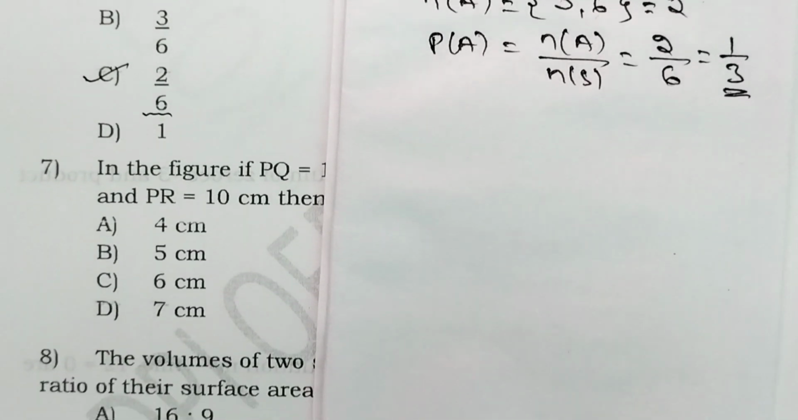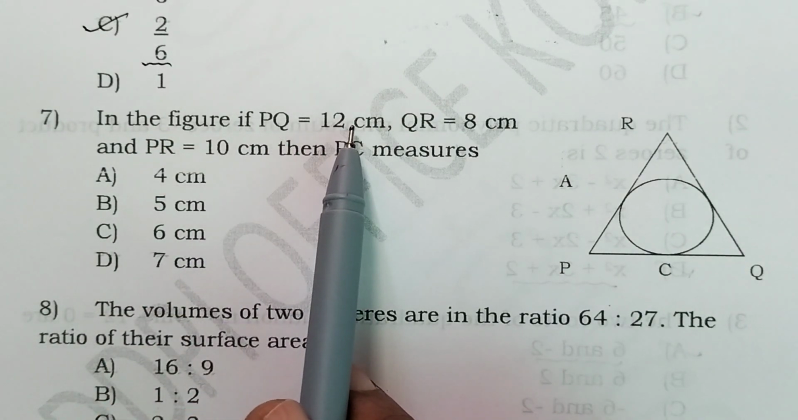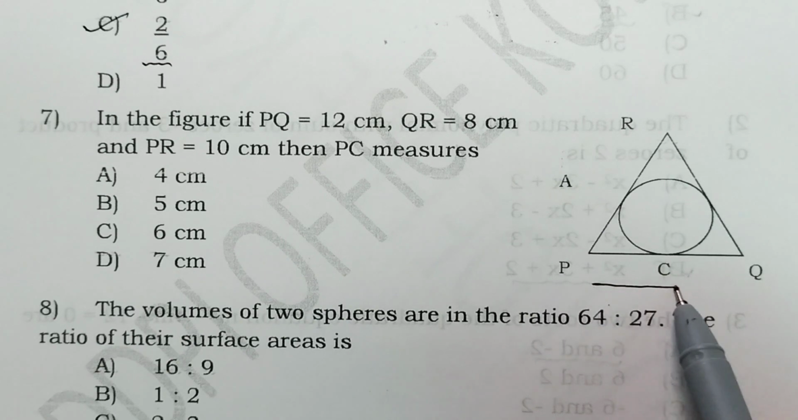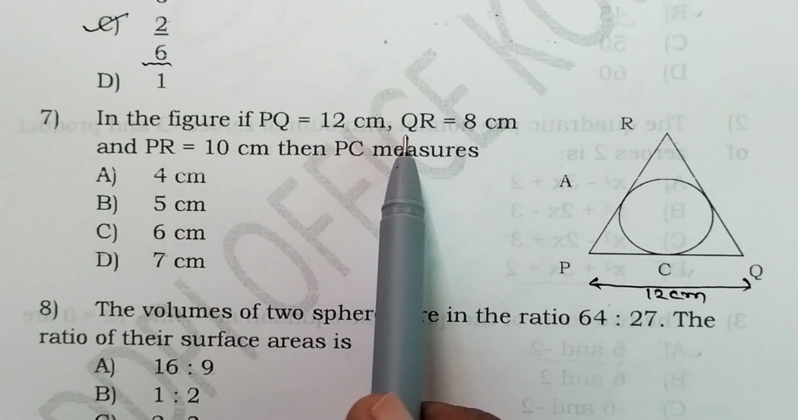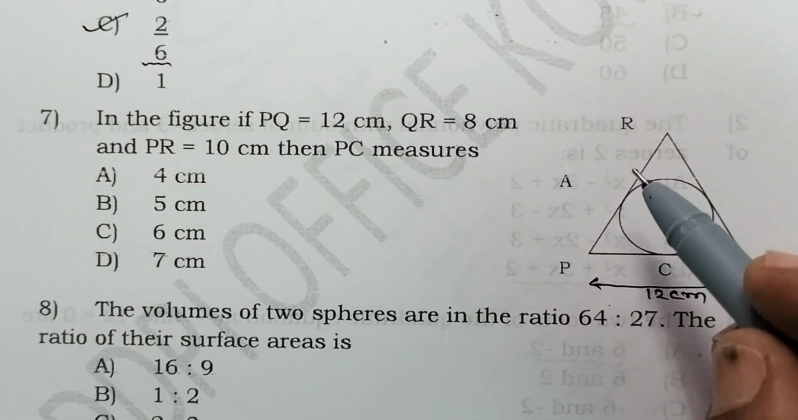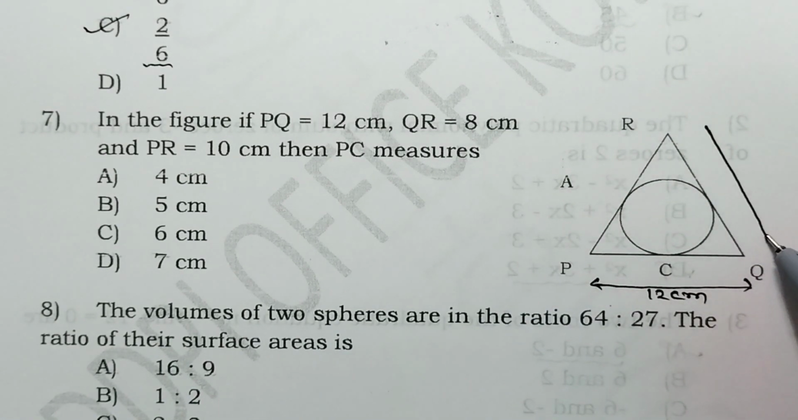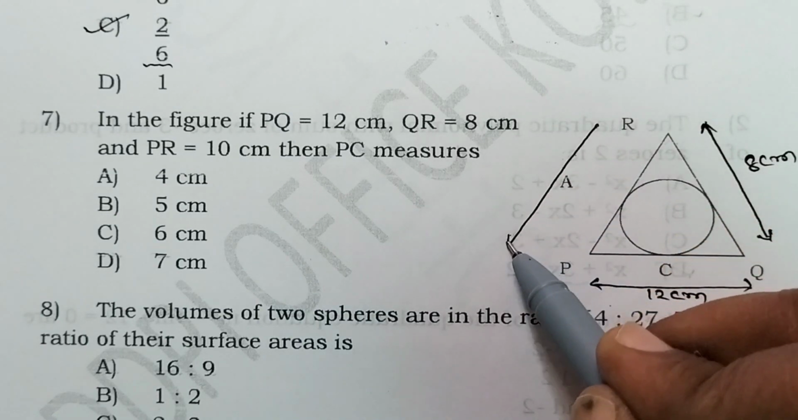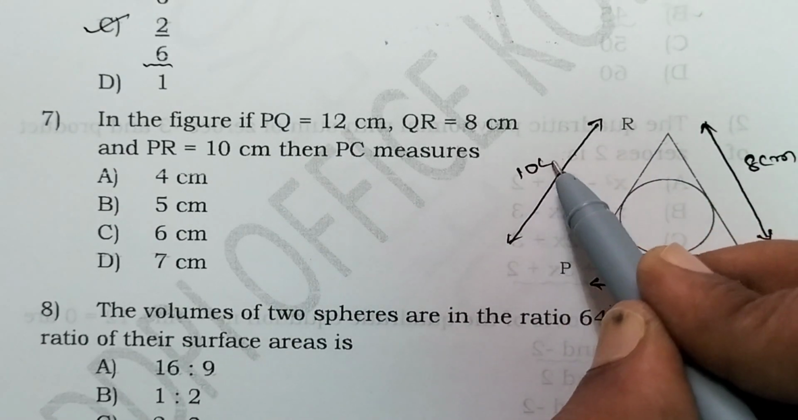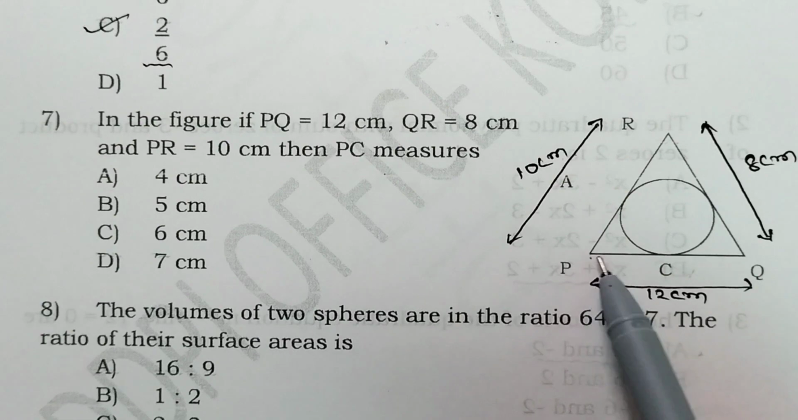Now let us move to the seventh question. In the seventh question, in the figure, PQ is equal to 12 centimeter, then QR is equal to 8 centimeter, and PR is equal to 10 centimeter. Now what value do we want? We want the measure of PC.